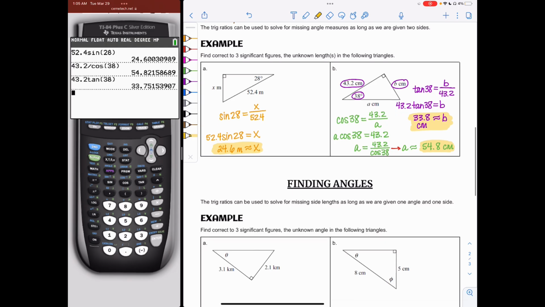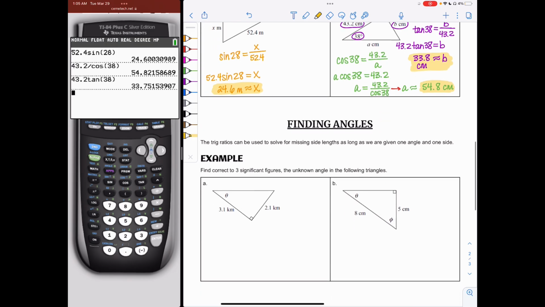All right, so now let's talk about finding angles. Just like we can solve for side lengths, we can solve for angles as well. Make sure you understand that we have inverse operations of trig functions. If we have sine, the way you get rid of sine is to take the sine inverse. Inverse means opposite, so we want to do the opposite of sine, which is called the inverse of sine.